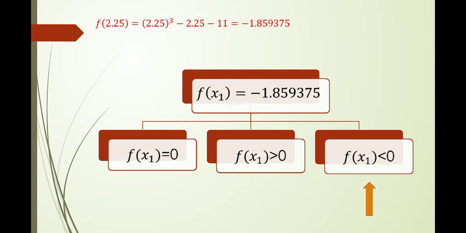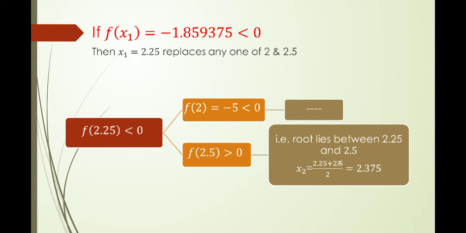Next we find out f of 2.25, which is equal to minus 1.859375, which has a negative sign. Then x1, 2.25, replaces one of 2 and 2.5. We know f of 2 is less than 0 and f of 2.5 is greater than 0. Therefore we can say that the root lies between 2.25 and 2.5. So x2 is equal to 2.375.